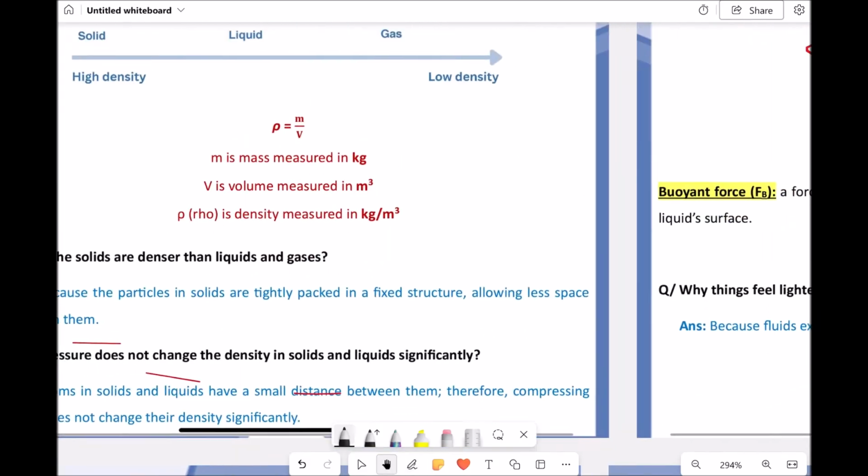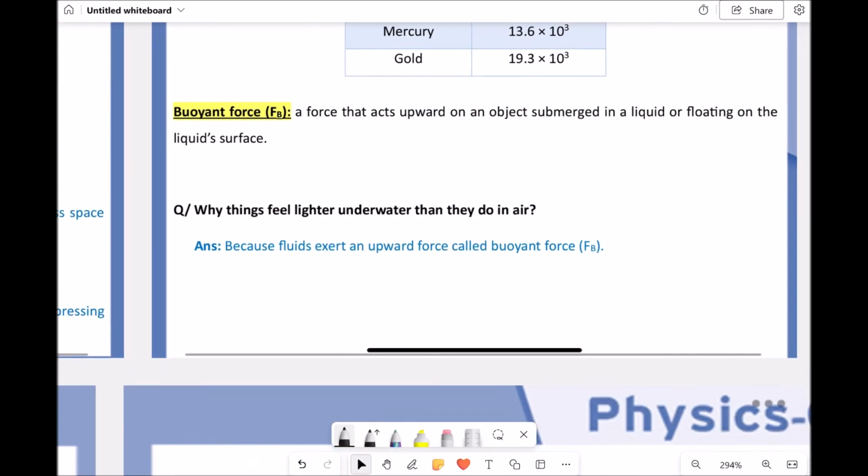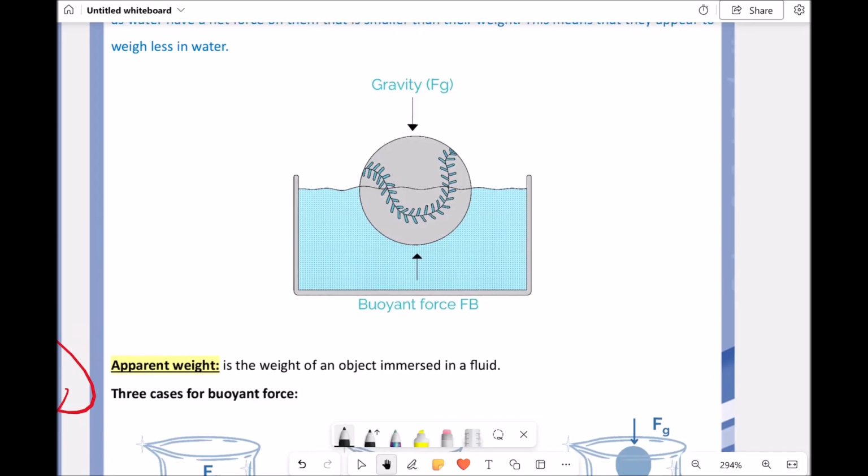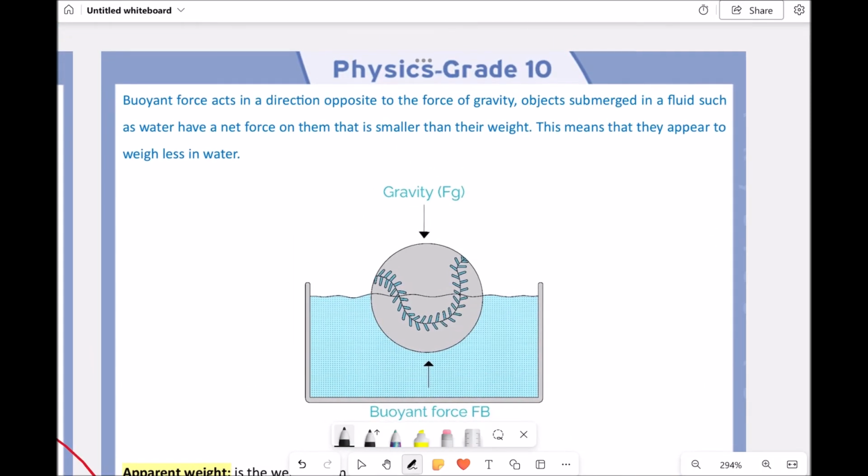Now we have the three cases for buoyancy. Before that, let's read this one. Buoyancy acts in the opposite direction of the force of gravity. As you see in here, this is the force of gravity, and buoyancy is in the upward direction. Objects submerged in a fluid such as water have a net force on them that is smaller than their weight. This means that they appear to weigh less in water, okay?